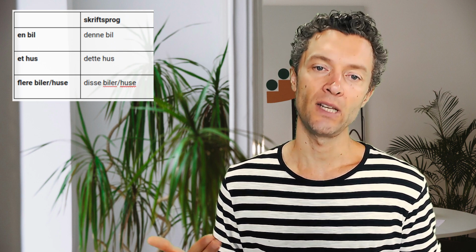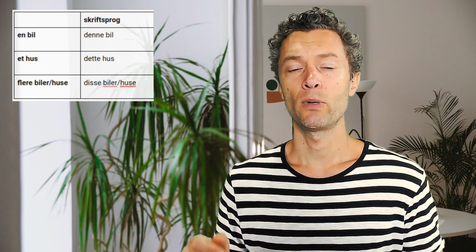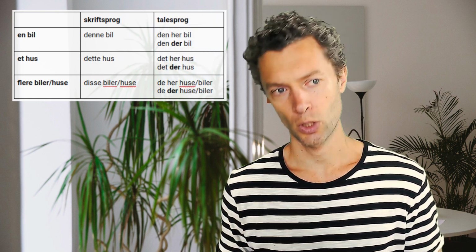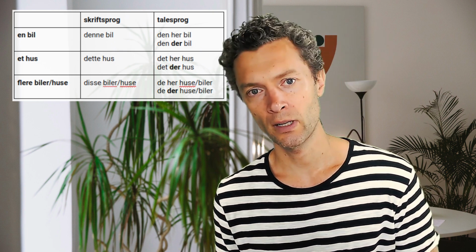If it's en, then the demonstrative pronoun is denne. En bil, denne bil. If it's et hus, dette hus. And if it's plural, we have the word disse. Disse biler, disse huse. This system, as I said, is used in the written language, and it has a shortcoming. It has the problem of not being able to denote if it's near or far. It's as if this and that are in one word. So we have created another system, the spoken language system, which normally is always used in the spoken language. But of course, sometimes you might also use the written language one in the spoken language and vice versa.